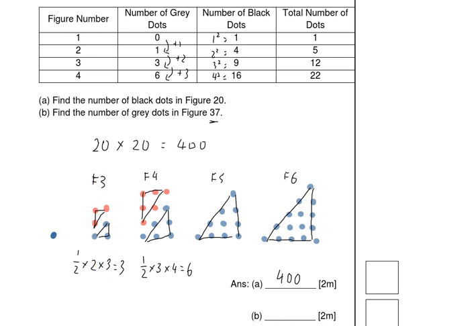So in order to find figure 37, am I right to say that I will be using half multiplied by 36 multiplied by 37, because I'm looking at figure 37? Correct or wrong?